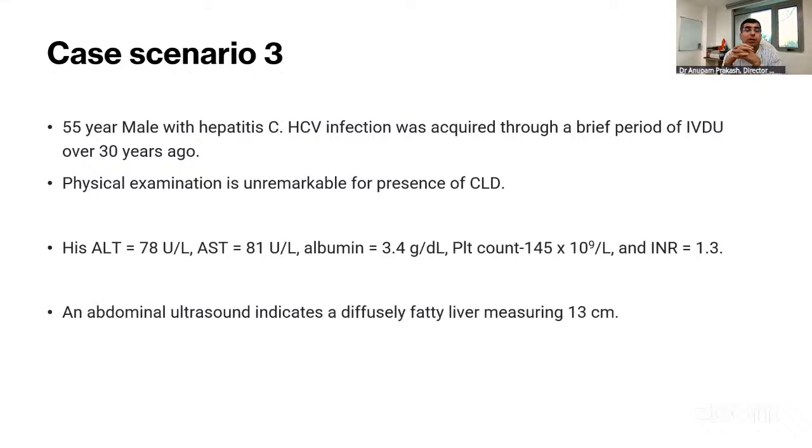An abdominal ultrasound indicates a diffusely fatty liver measuring 13 centimeters. Now, this patient has chronic liver disease probably because hepatitis C infection was there. It is not mentioned whether it was treated or not. So, yes, you are correct. This is a chronic viral hepatitis, probably related to hepatitis C.